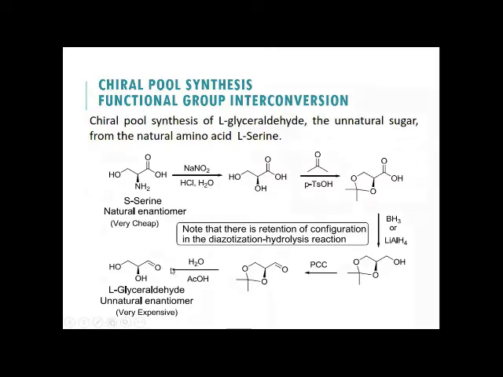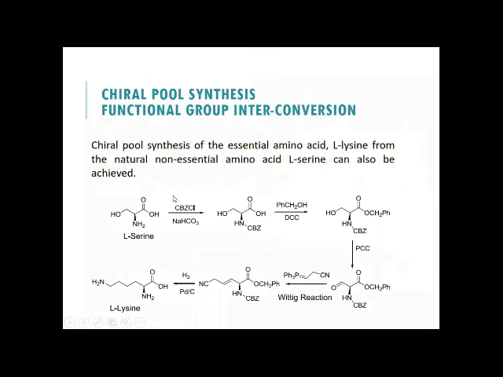By this way we can synthesize a specific isomer by using natural enantiomers or natural amino acids. Another example: chiral pool synthesis of the essential amino acid L-lysine from the natural non-essential amino acid L-serine. In these reactions they have synthesized L-lysine from L-serine. L-lysine is an essential amino acid, and the other is a non-essential amino acid.